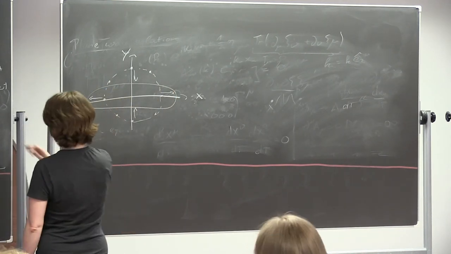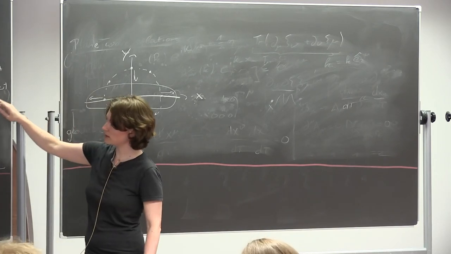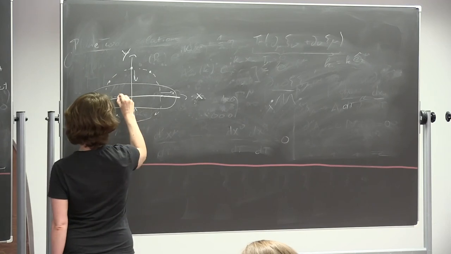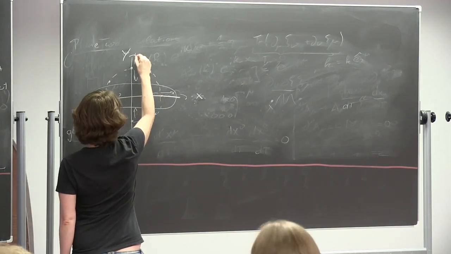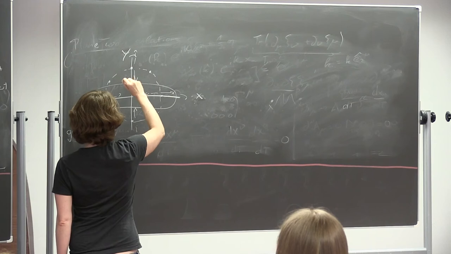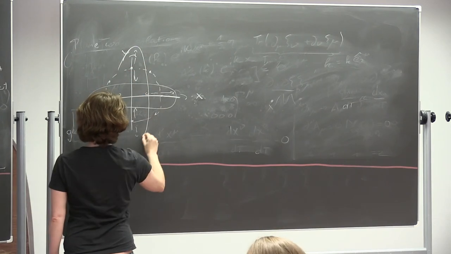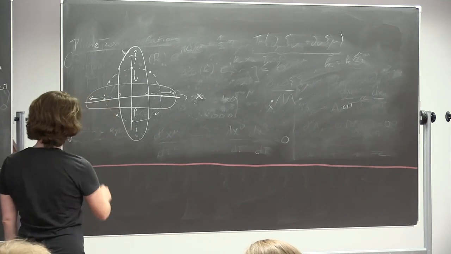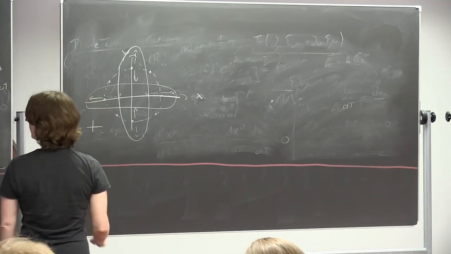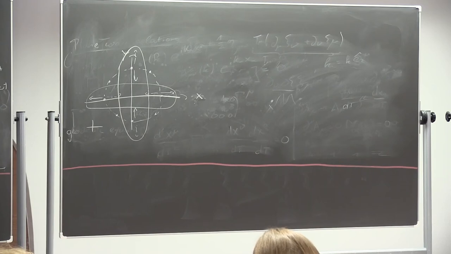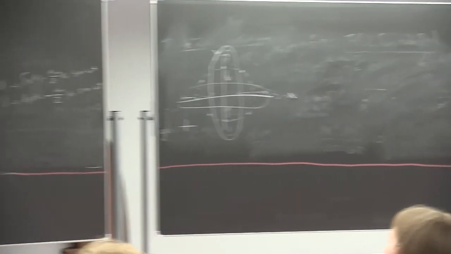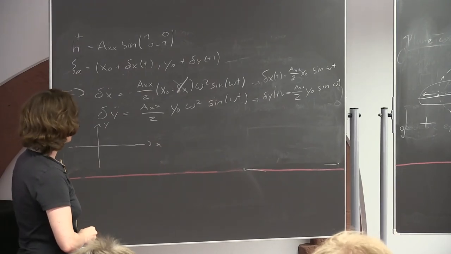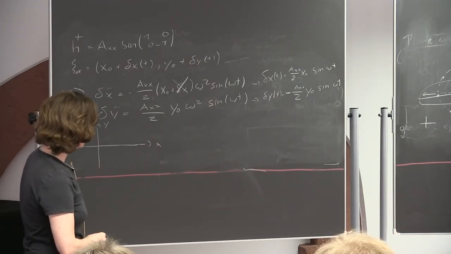And then, of course, once you continue to oscillate and the sinus flips sign, you get the opposite direction. So this goes here, this goes here, this goes here, this goes here, and you get an ellipse like this. And this is why, so this kind of looks like a cross, right? And this is why we call this type of polarization the plus polarization. And we can do the exact same thing with the other polarization, right?